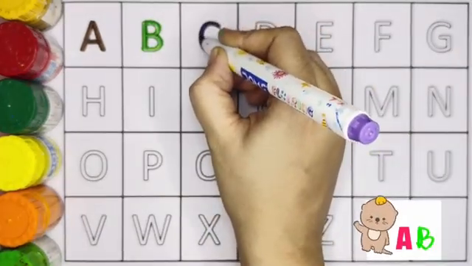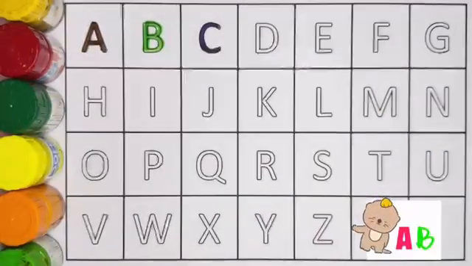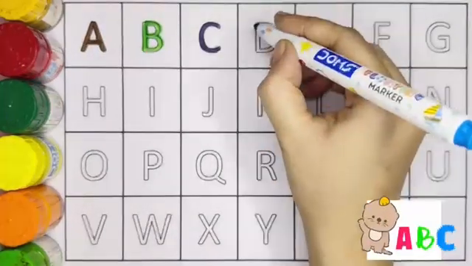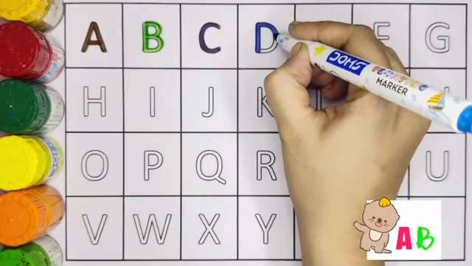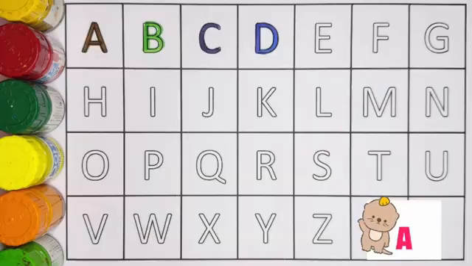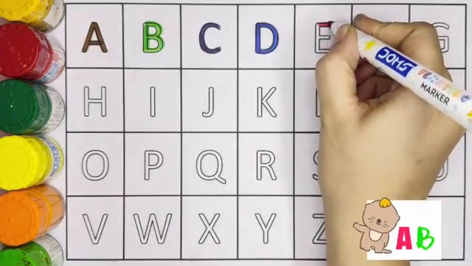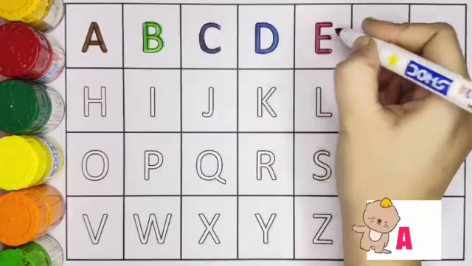C. C for cat. Next alphabet is D. D for dog. Next is E. Alphabet E. E for egg.